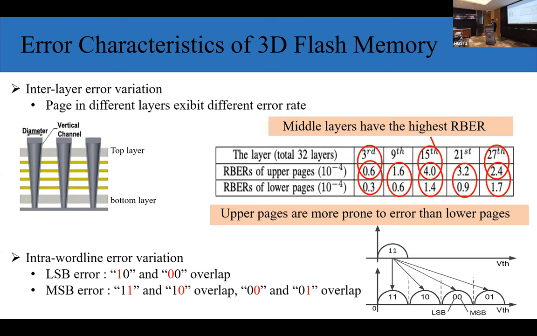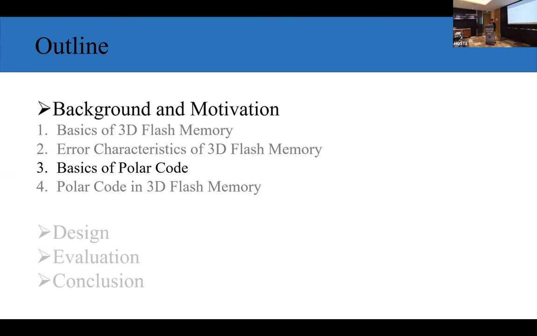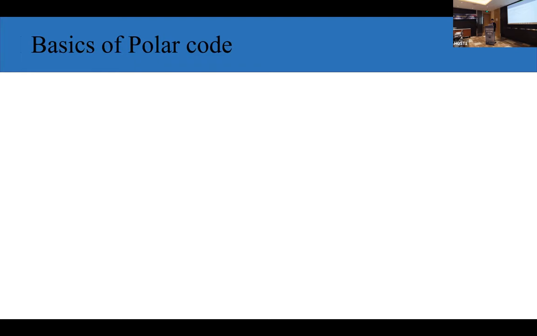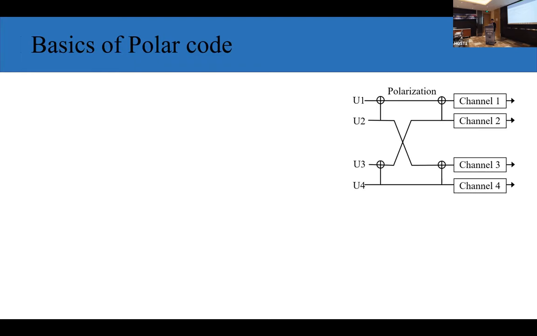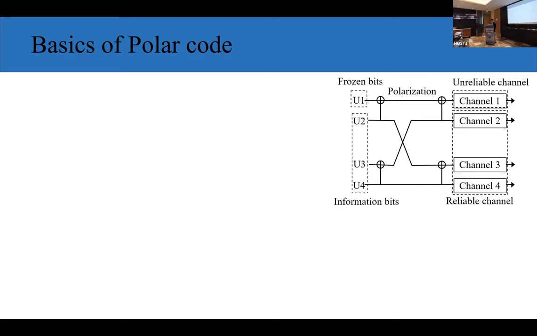Next, the basis of polar codes. Polar code is a class of linear codes. The key concept of polar code is polarization, which combines all the bit channels in the data part and error part. In polarization, it sorts the quality of the channels and divides them into reliable channels and unreliable channels. The reliable channel transmits information bits. The unreliable channel transmits useless data or frozen bits.